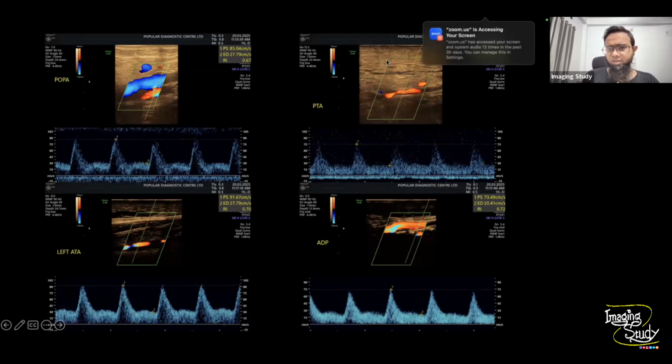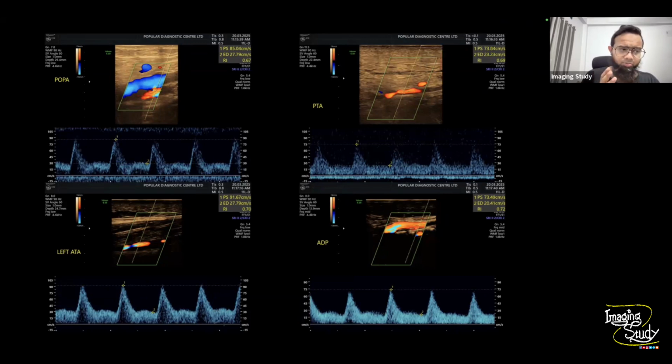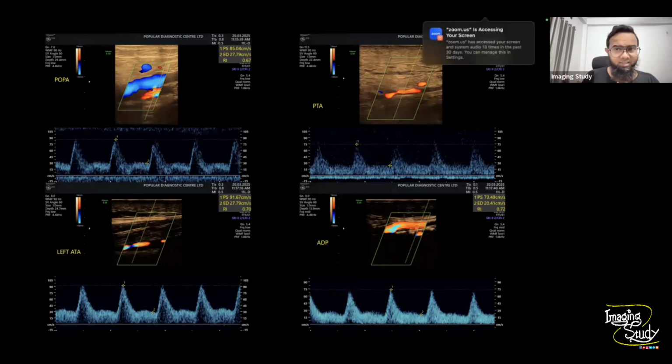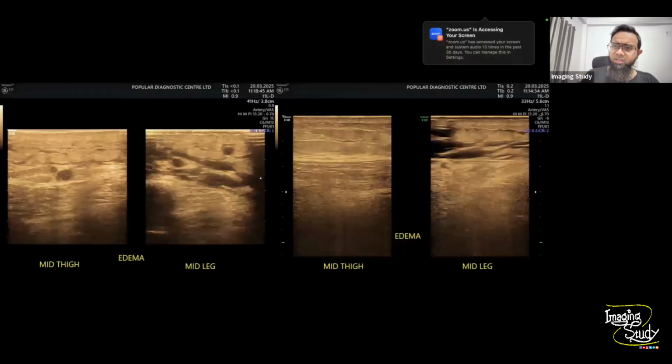You see some edema here also. We'll just come to that part later. All the vessels are showing monophasic hyperemic flow. So it also indicates vasodilatation, possibly due to distal inflammation or due to increased demand. So now what is the conclusion here? Now you see this is the right mid thigh and mid leg, and this is the left mid thigh and mid leg. All are showing some edematous appearance.